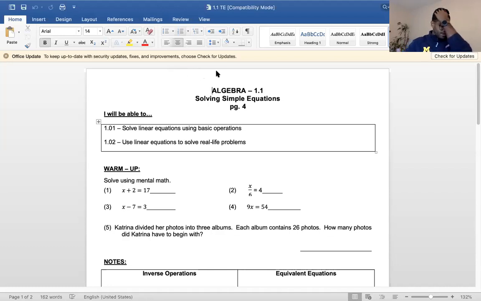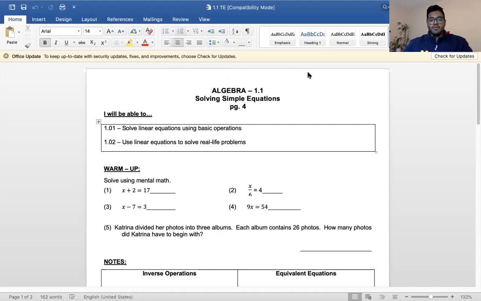So today we're going to look at 1.1. We're going to have two parts to this video, so I'm going to do the first page in the first video, and I'll make a second video for the second page. So that's kind of what the plan is here.